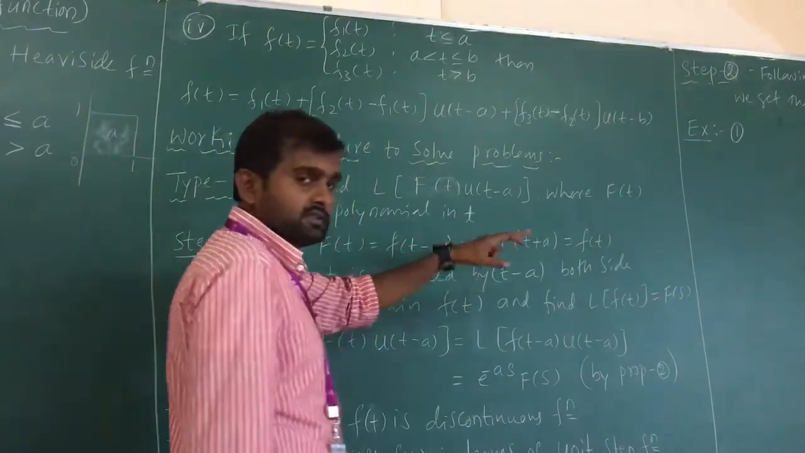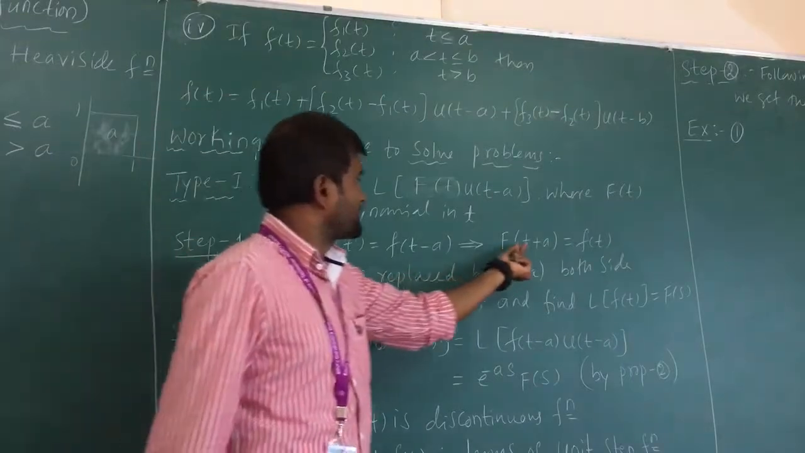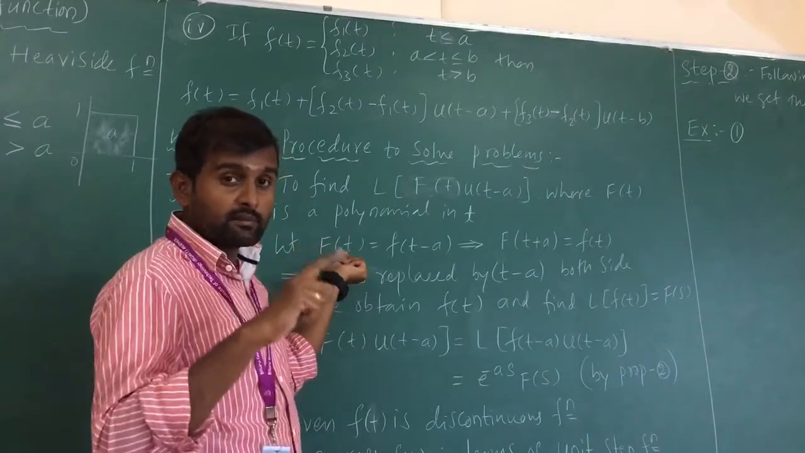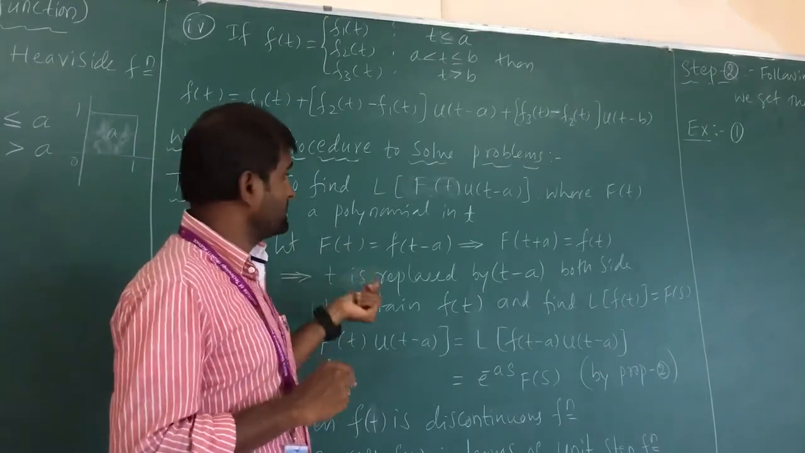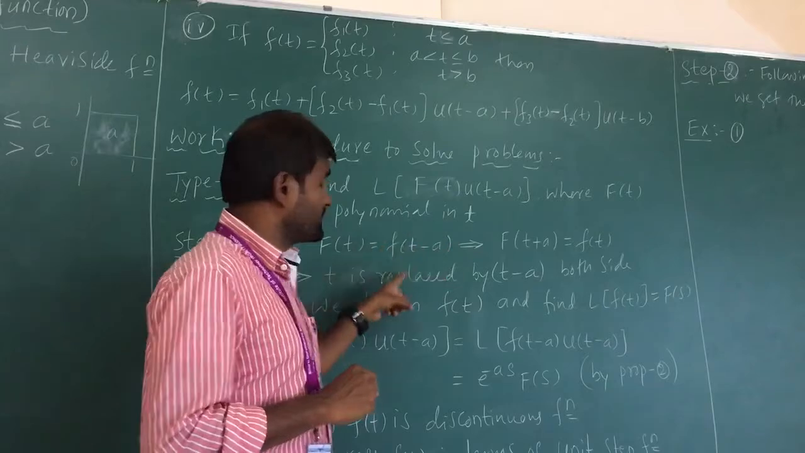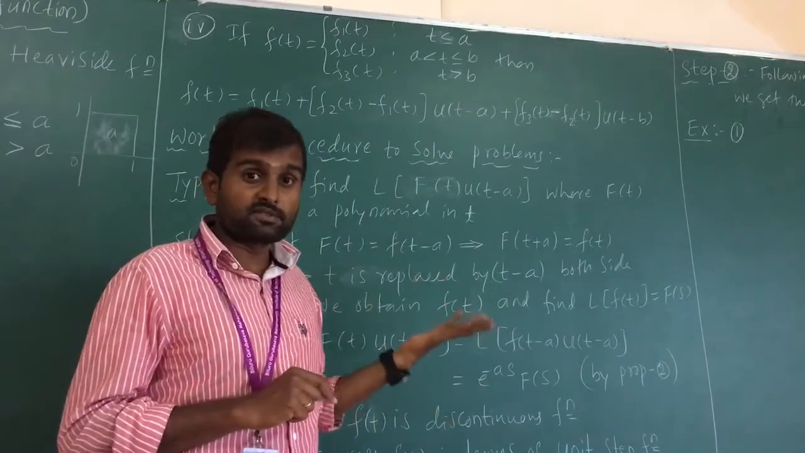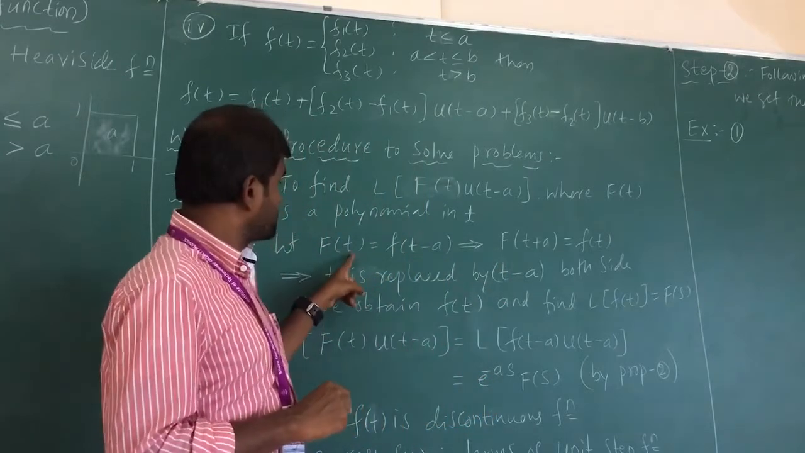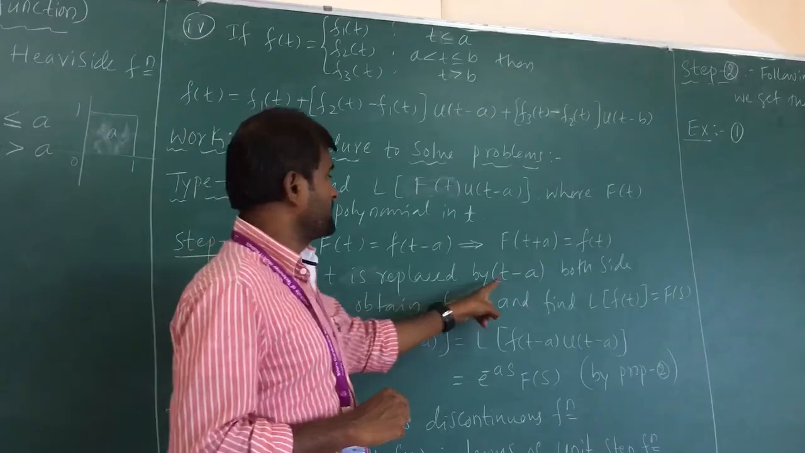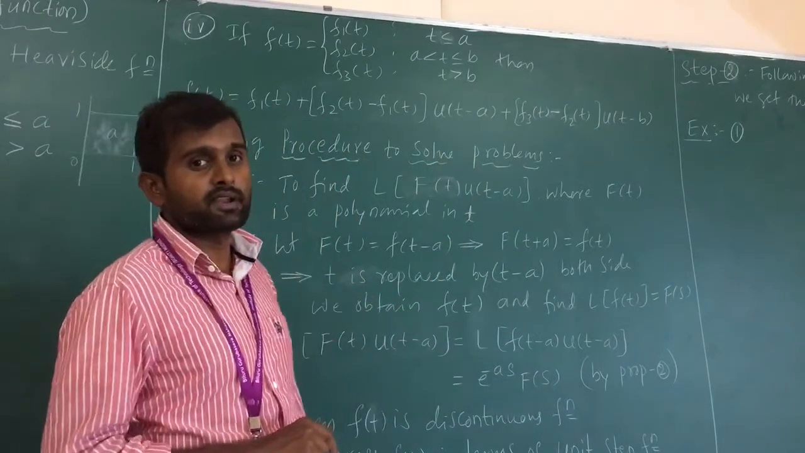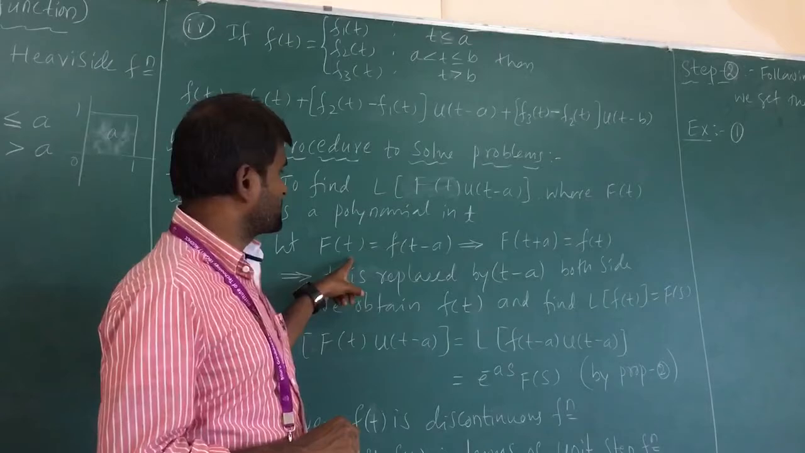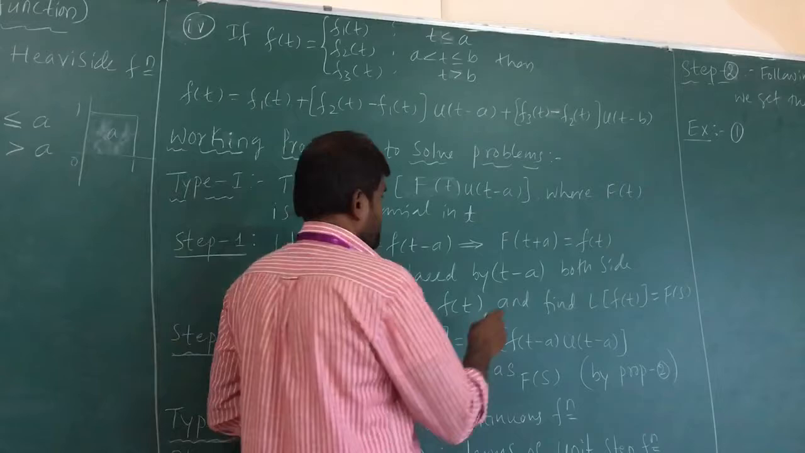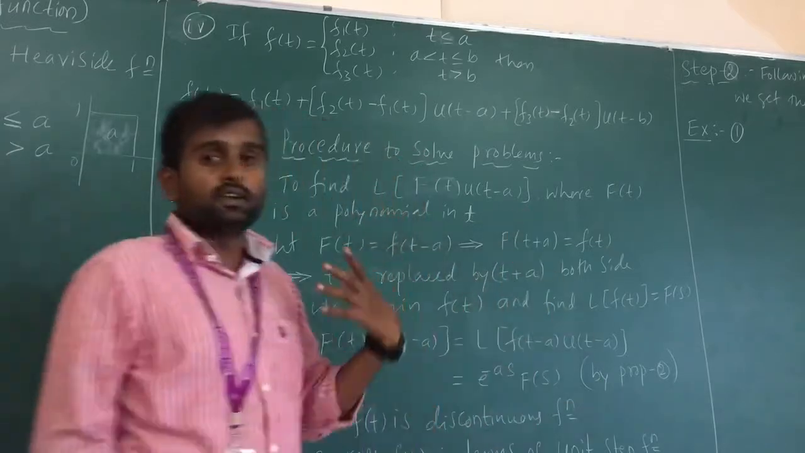This implies, here in place of t I am substituting t minus a. Because we need f of t, f of s. So in place of t, let t be replaced by t minus a, correct? T minus a, so t plus a, replaced by t plus a.